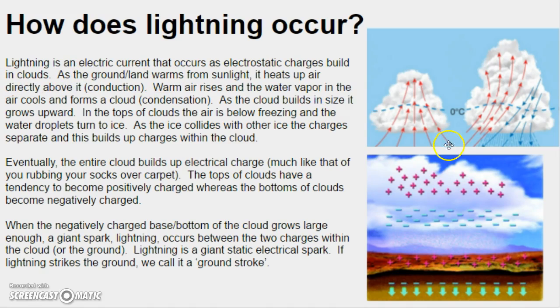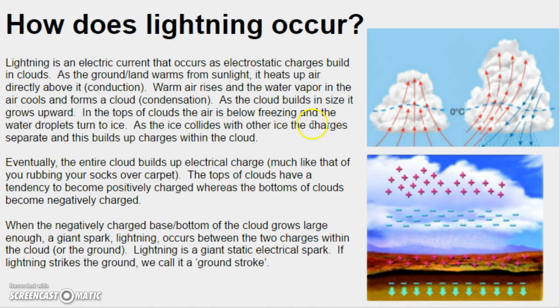As the ground or land warms from sunlight, it's going to heat up the air directly above it, and this is called conduction. Warm air rises and the water vapor in the air cools and forms a cloud. That's called condensation. As a cloud builds in size, it grows upwards. In the tops of clouds, the air is below freezing and the water droplets turn to ice, right? As air rises in our atmosphere, it gets colder, sometimes cold enough to freeze.